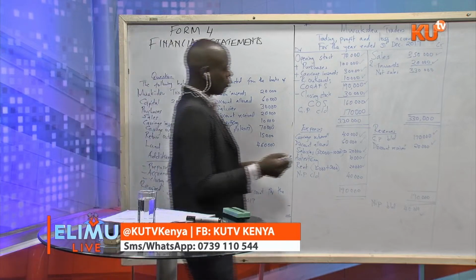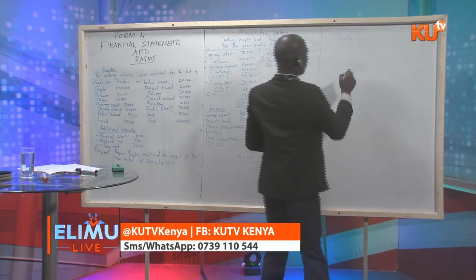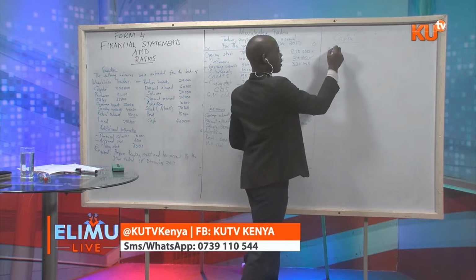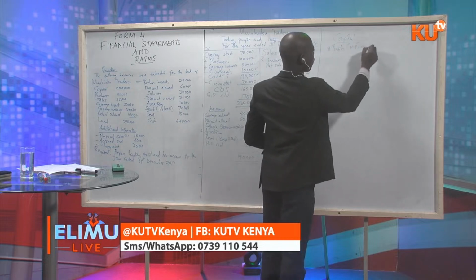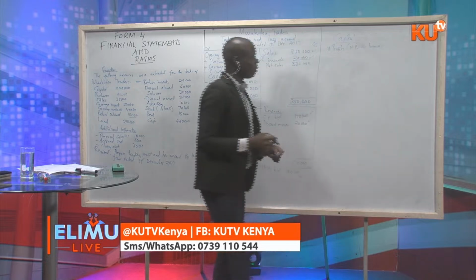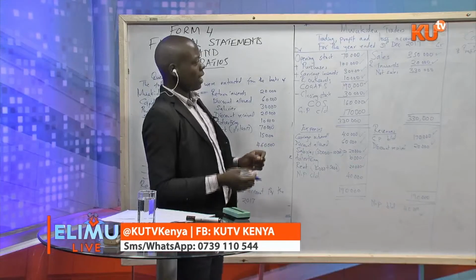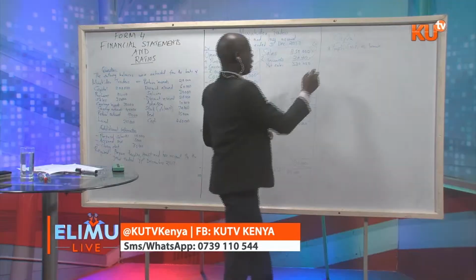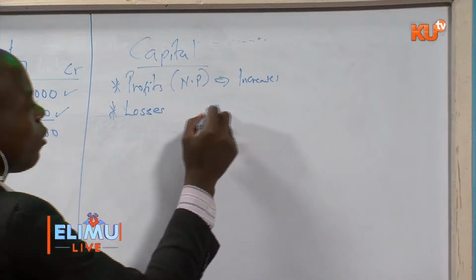Remember, we said you should be remembering something. Capital is affected by four main factors. Capital is affected by profits, and in this case, net profit. Net profit increases capital. You can be told to explain factors that affect changes in capital. One of them is profits, and more particularly, net profits. They increase capital. Number 2, losses. If you make net losses, they are going to reduce capital.